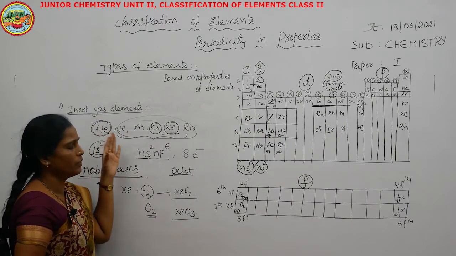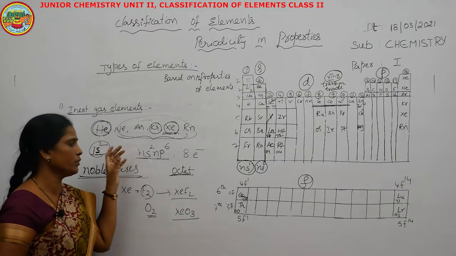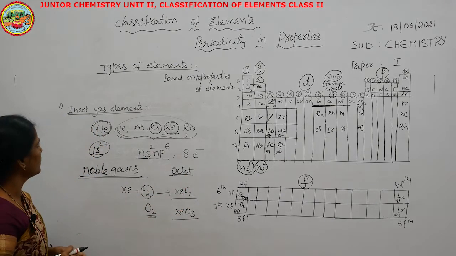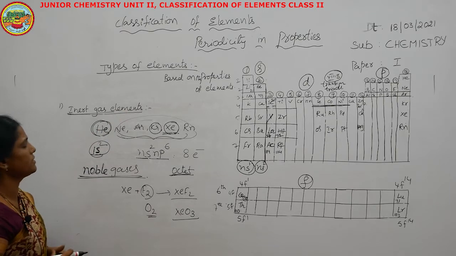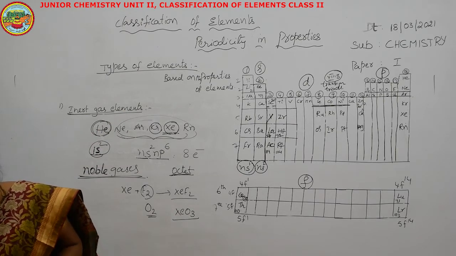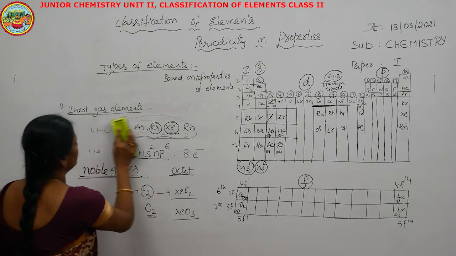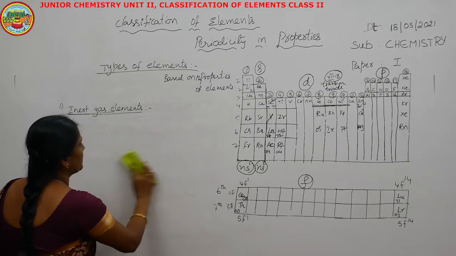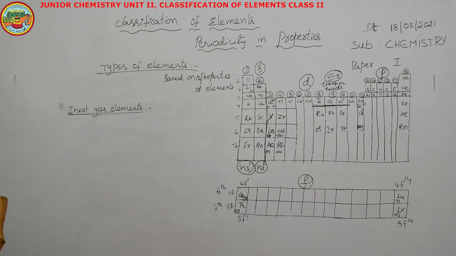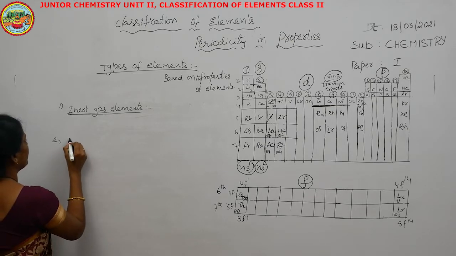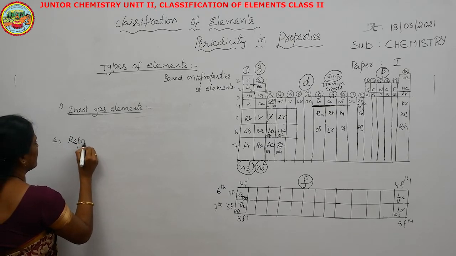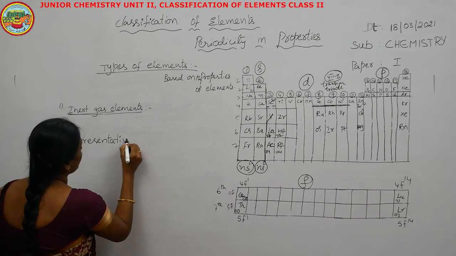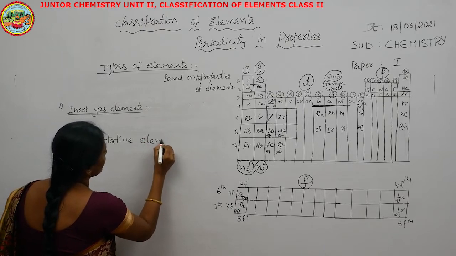They do not participate in chemical reactions due to octet configuration. So this is the first type of elements, called inert gas elements. And the second one is representative elements, or normal elements.